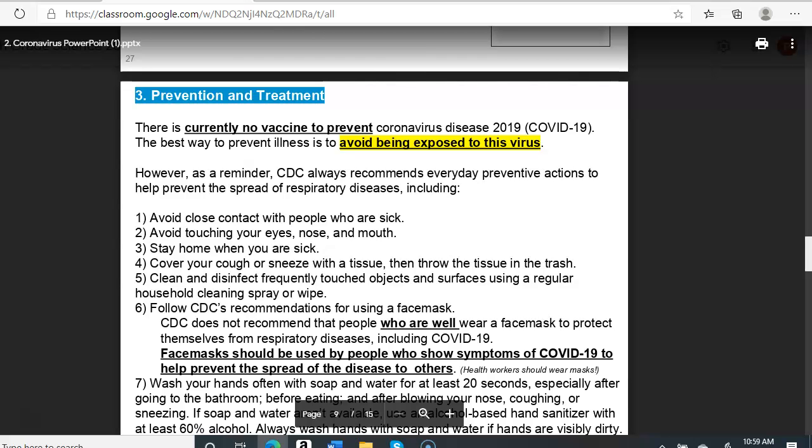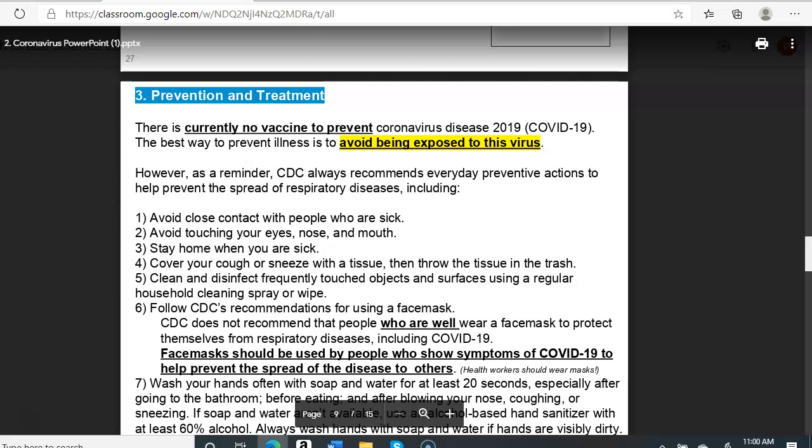2, avoid touching your eyes, nose, and mouth. 3, stay home when you're sick. 4, cover your cough or sneeze with a tissue, then throw the tissue in the trash. Number 5, clean and disinfect frequently touched objects and surfaces using a regular household cleaning spray or wipe. Number 6, follow CDC's recommendations for using a face mask.